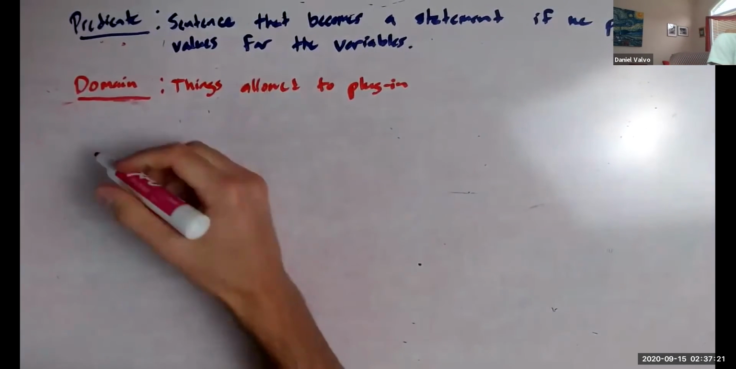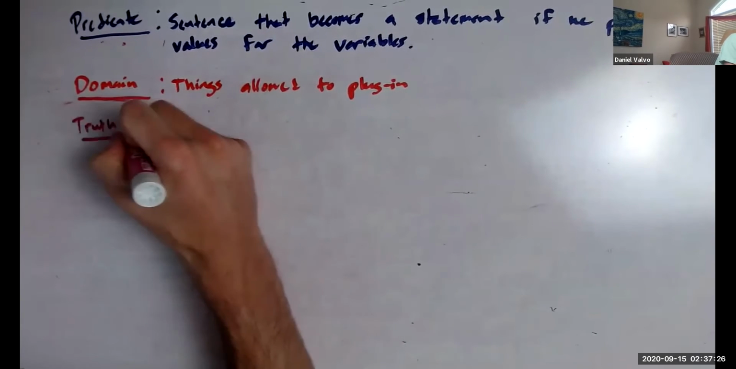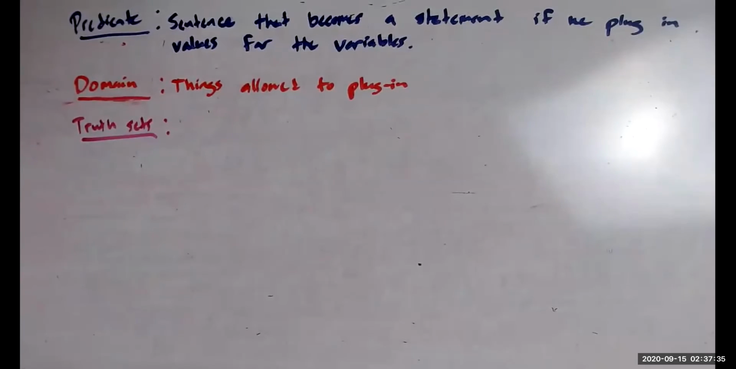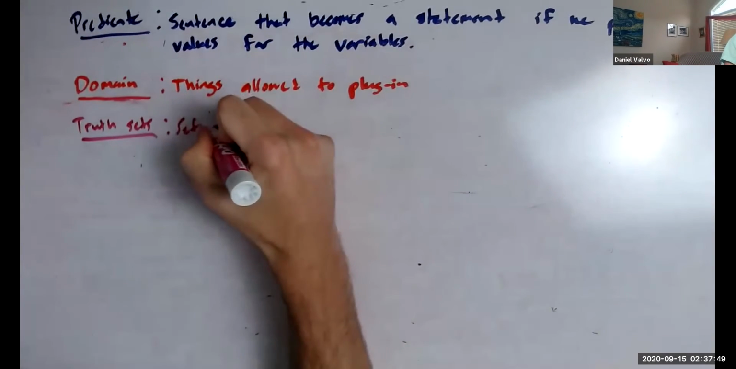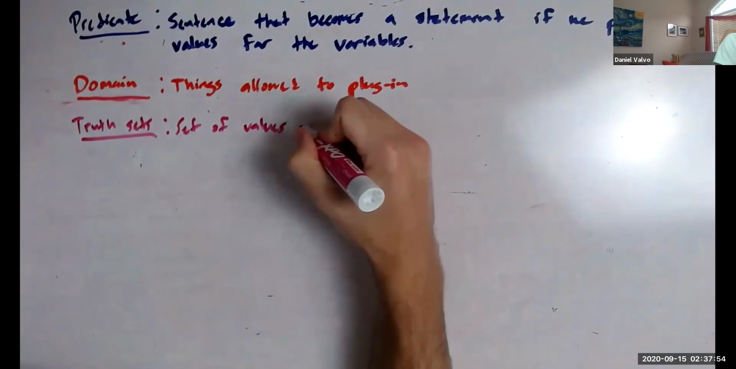And then we also talked about truth sets. Who's got me? I was just going to say a truth set is a set of values within the domain that makes the statement true. Exactly. Set of values. I'll use that. Your words exactly. I'm plagiarizing you now.